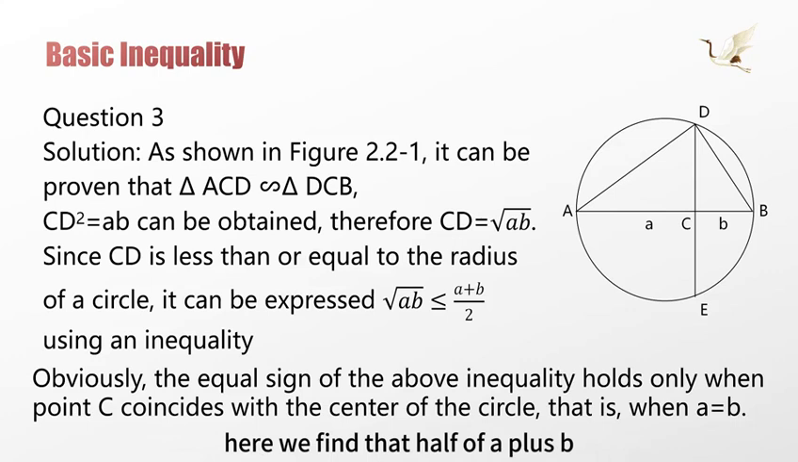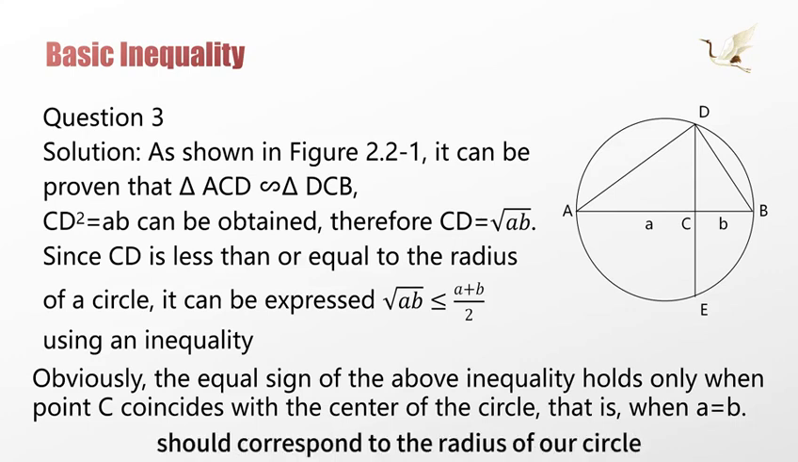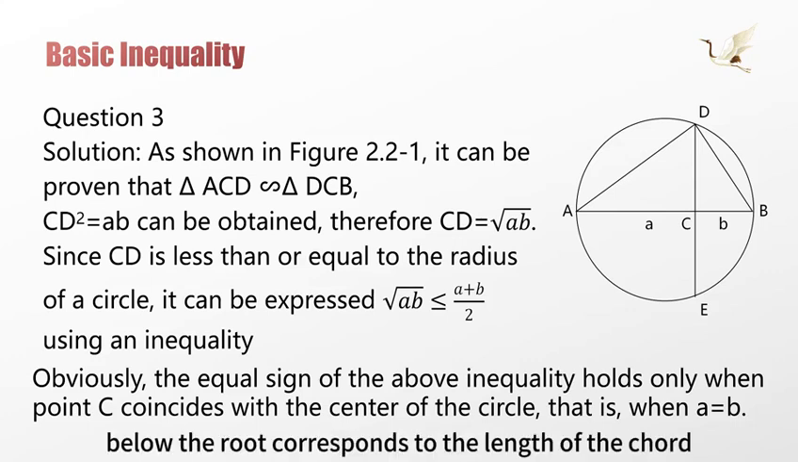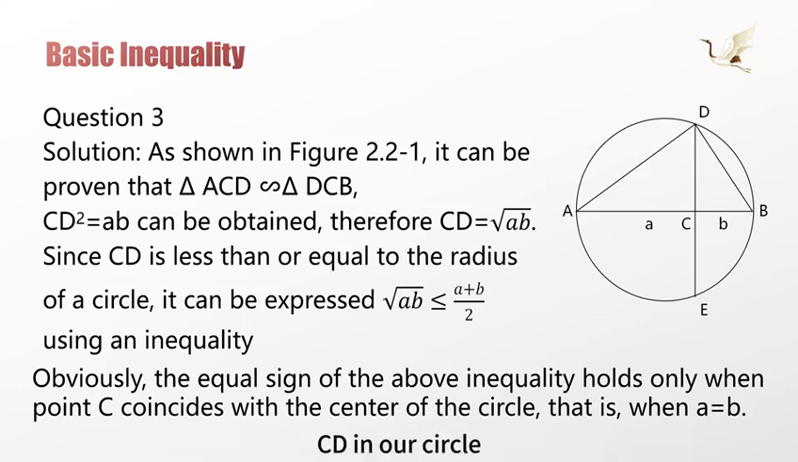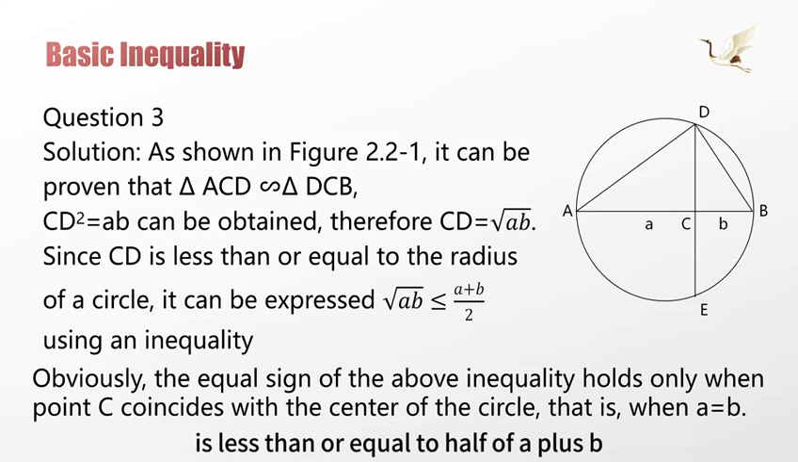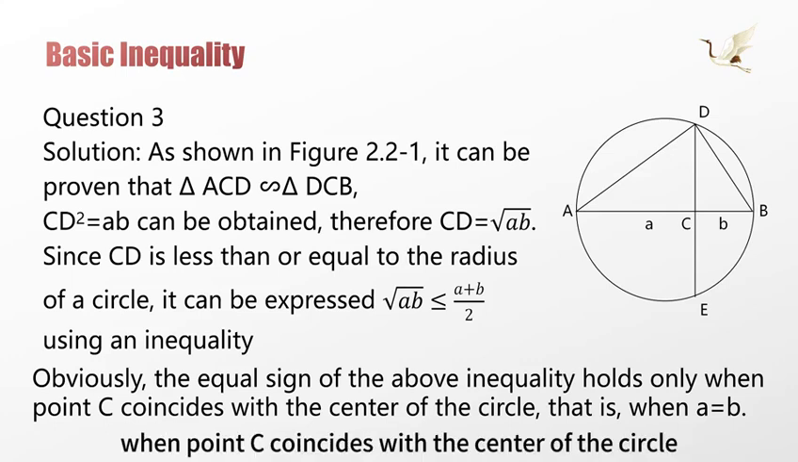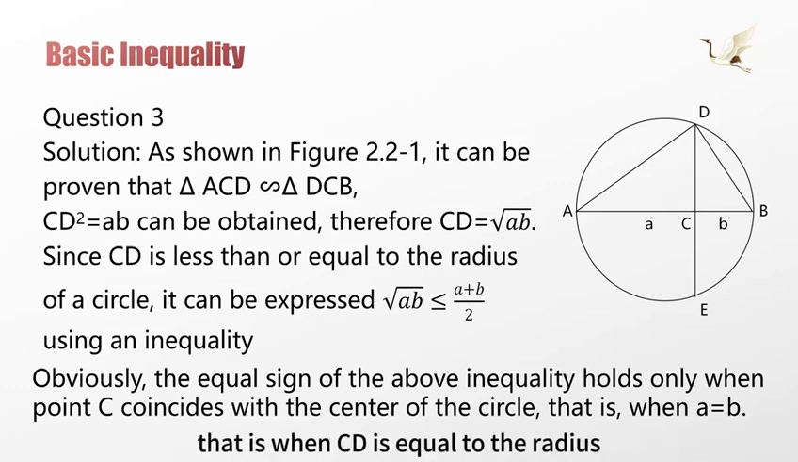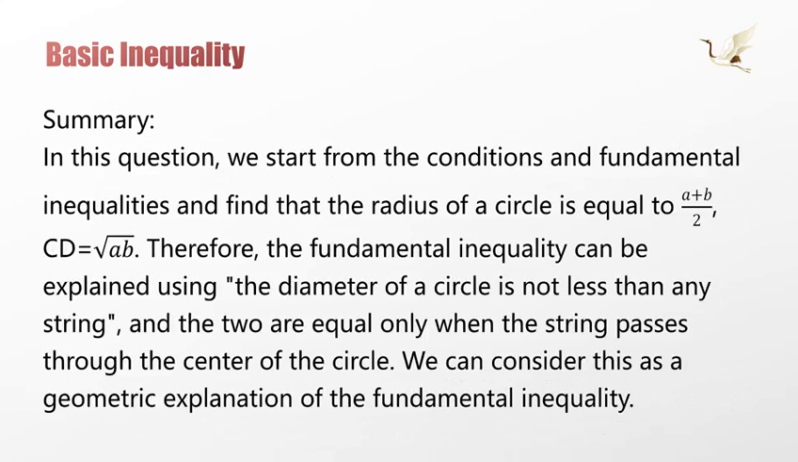Here, we find that half of a plus b corresponds to the radius of our circle, and the square root of ab corresponds to the length of the chord CD in our circle. So based on CD being less than or equal to the radius of the circle, we can conclude that the square root of ab is less than or equal to half of a plus b. Of course, when point C coincides with the center of the circle, that is, when CD is equal to the radius, the equal sign holds.